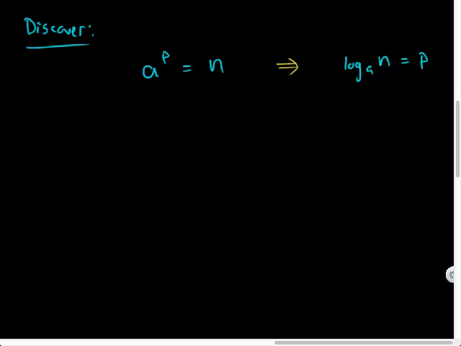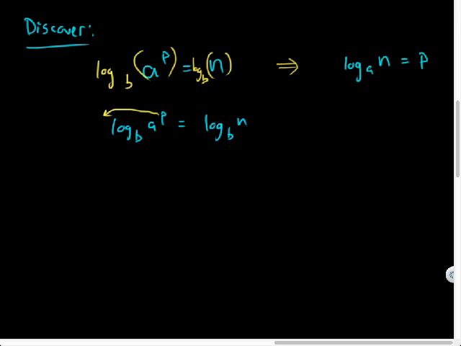But let's see what happens if I apply my new take a log of both sides trick. And let's just say this is log base b, some unknown base. Could be any base. So let's see, I'll have log base b of a to the p is equal to log base b of n. And using my power property now, I could yoink this out front. So p times log base b of a is equal to log base b of n.